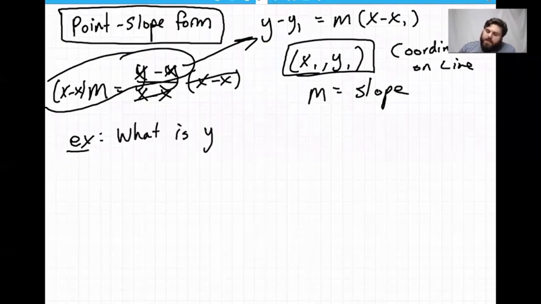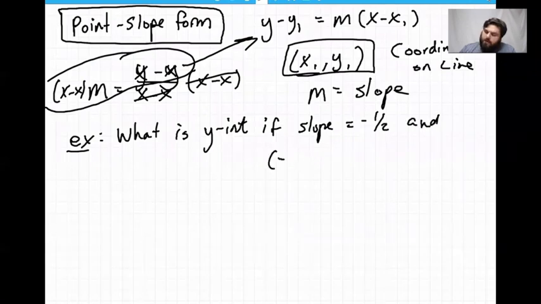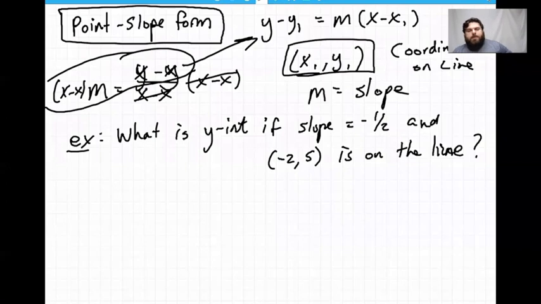What is the y-intercept if the slope is -1/2 and the coordinate (-2, 5) is on the line? We want to know the y-intercept. Now, what do they give us? What information is given in the problem? Slope and a point. If you're given the slope and a point, I would always use point slope form. It's so easy to use.